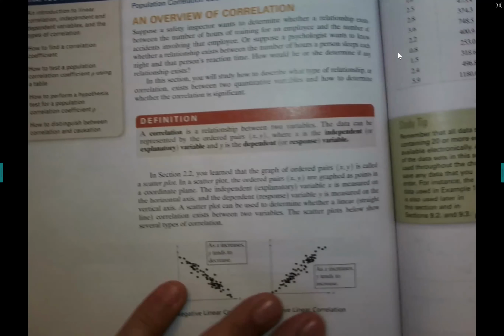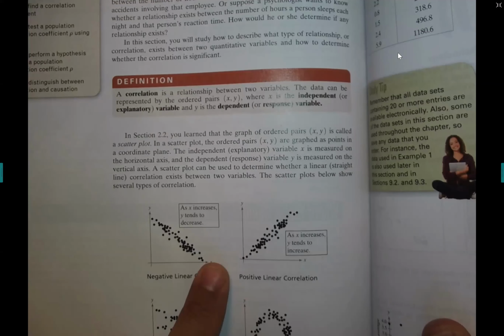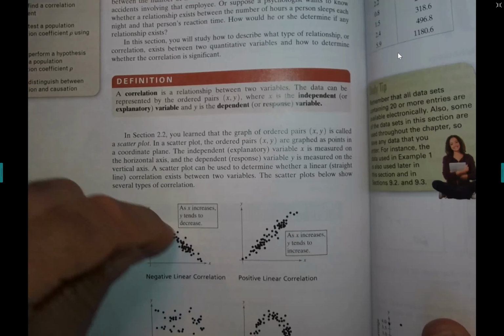All right. So again, guys, a correlation is a relationship between two variables. The data can be represented by ordered pairs XY. X is the independent variable, also called the explanatory variable, and Y is the dependent variable, called the response variable. Okay. What happens here, guys? As X increases, Y decreases. They have a very strong relationship. And how do I know it's a strong relationship? Because if I draw this line here, most of the points are going to fit right on the line, or they're going to be very close to this line.